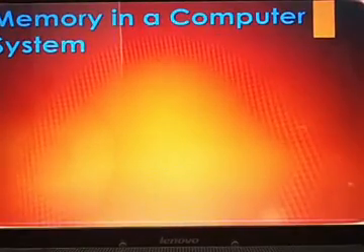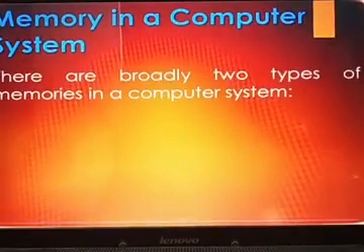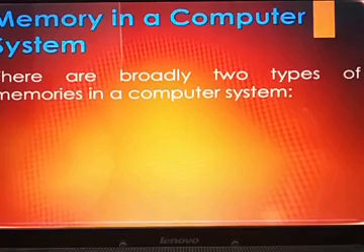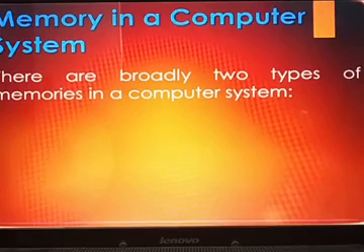So let's start with memory in a computer system, because we had already discussed the CPU in the last video. So you know that the CPU of a computer system is the real brain behind all the processing that takes place. For processing, instructions and data are made available to the CPU, and the CPU processes the provided data with the given instruction.